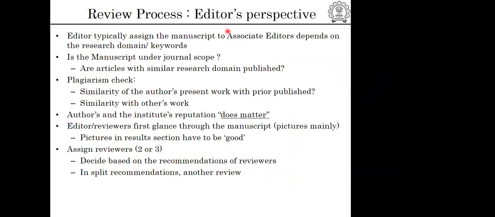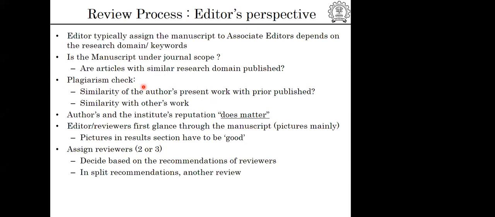From my editor perspective, as I already mentioned, we normally look at the following things. Whether the manuscript is under the journal scope. Every chief editor needs to find out whether the submitted manuscript is really under the scope of the journal or not, and whether articles from a similar research domain have been published in that area. Plagiarism check software tells you what the similarity is with the authors' present work. It should not happen that authors have published some images in a previous journal and the same images are published in this manuscript also.